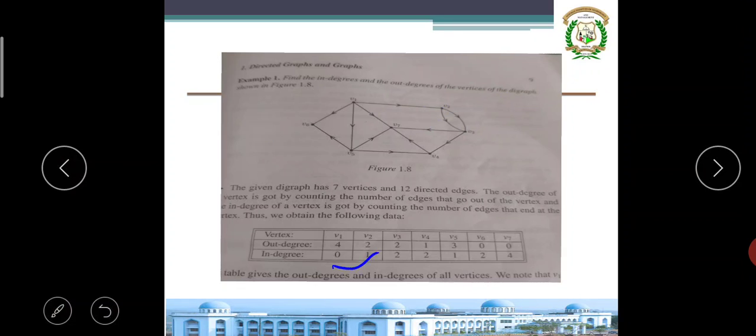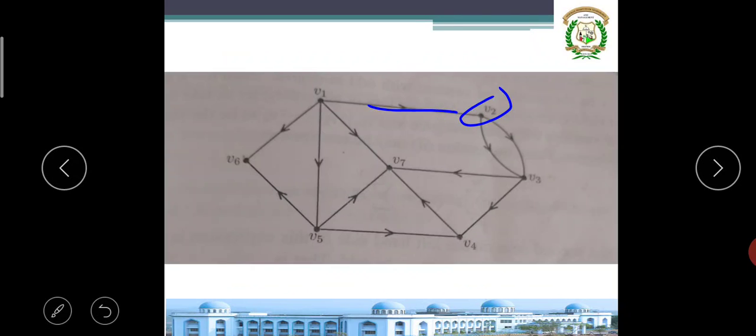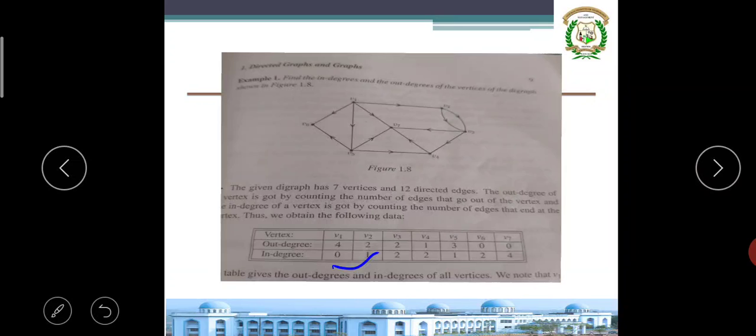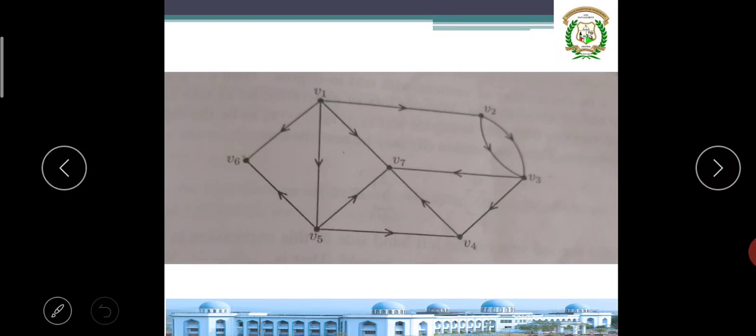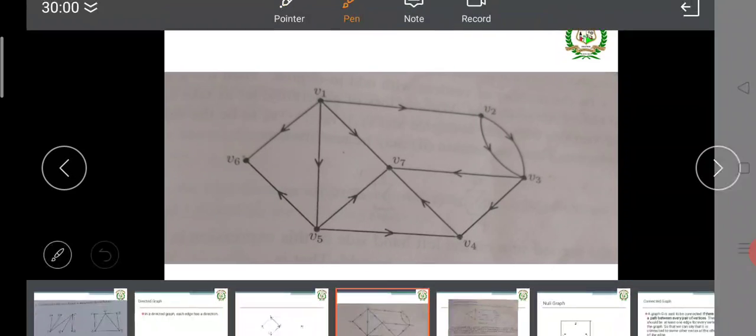Exactly right. What is the out degree? Out degree is nothing but how many edges are going from V2. Two edges are going from V2. Out degree is 2. Exactly right. Now please observe that very carefully. Now please concentrate.